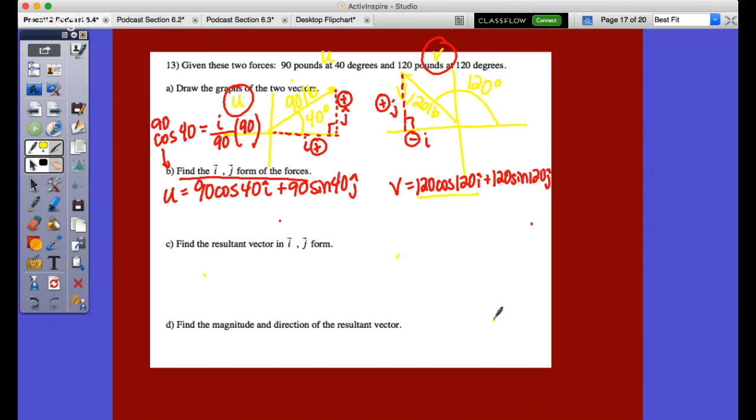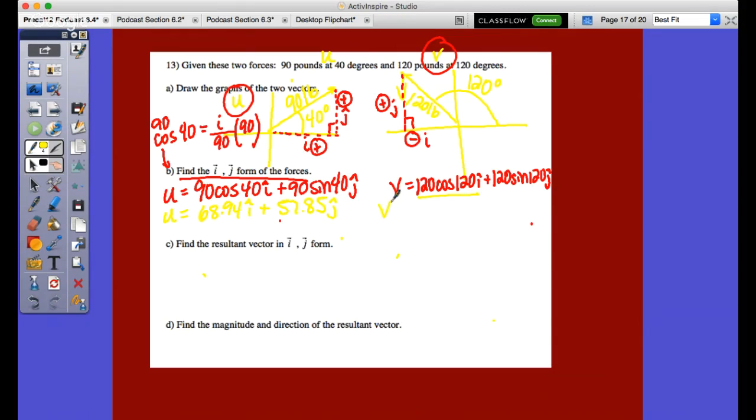So 90 sine of 40, 90 cosine of 40. Cosine, here we go. We got U is equal to 68.94. And each is a checkpoint, right? Each is a checkpoint that you're trying to just kind of check off there.